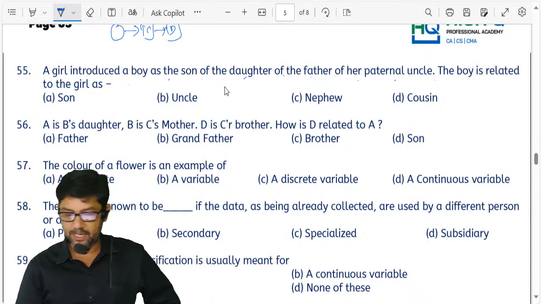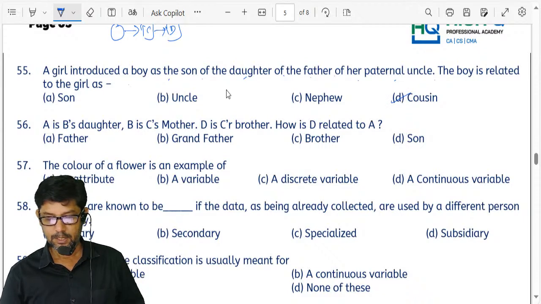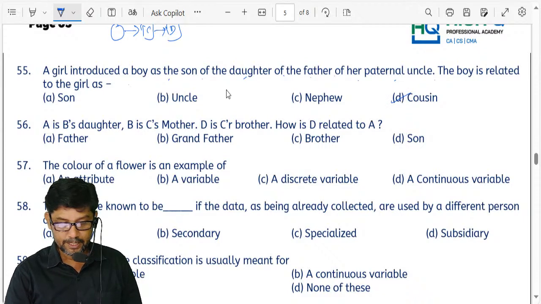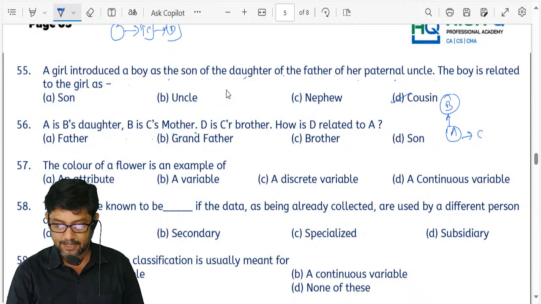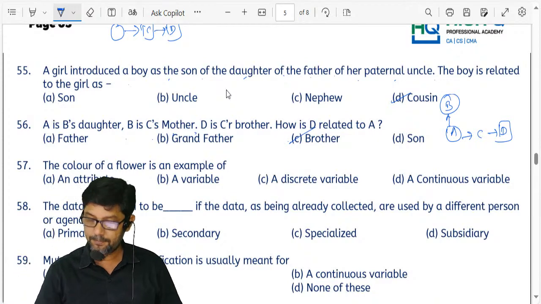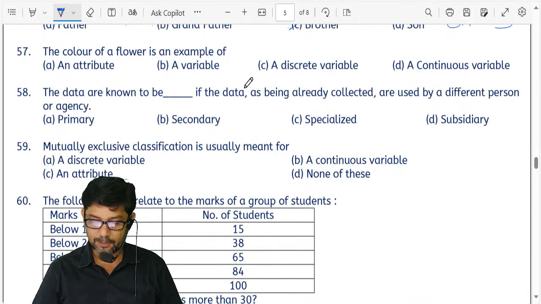The boy is related to his son as cousin is the right answer. Very good. Cousin is the right answer. A is B's daughter. B is C's mother. D is C's brother. How is D related to A? Of course, brother. A color of flower is an example of what?